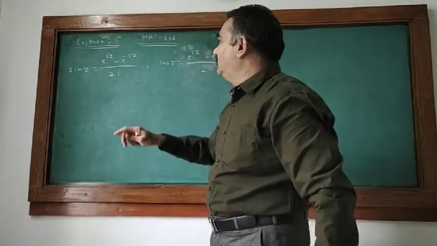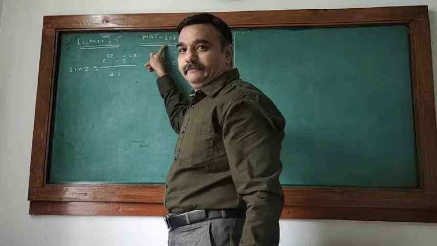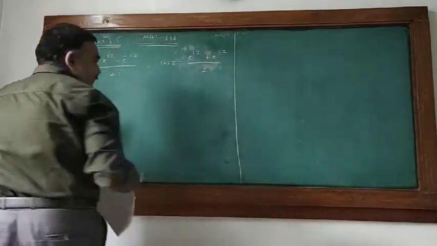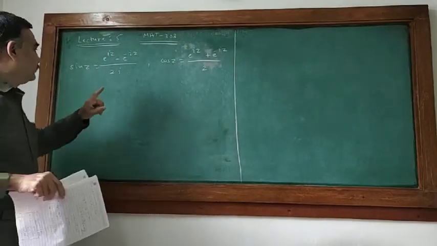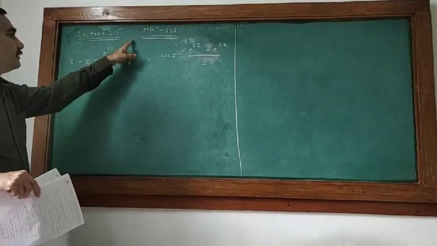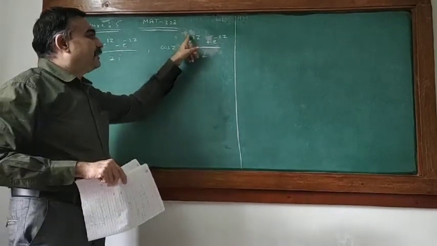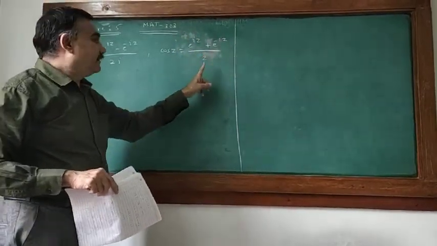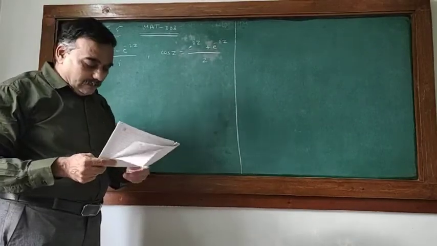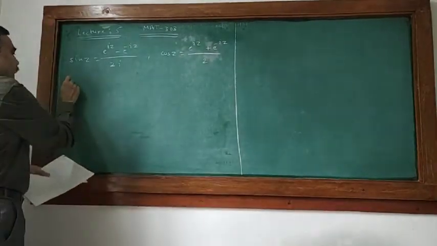Start with the 5th lecture of MAT 303. In the previous lecture, we have learned that sin z is equal to e raised to iz minus e raised to minus iz divided by 2i, and cos z is e raised to iz plus e raised to minus iz divided by 2. In today's lecture, I start with 62.